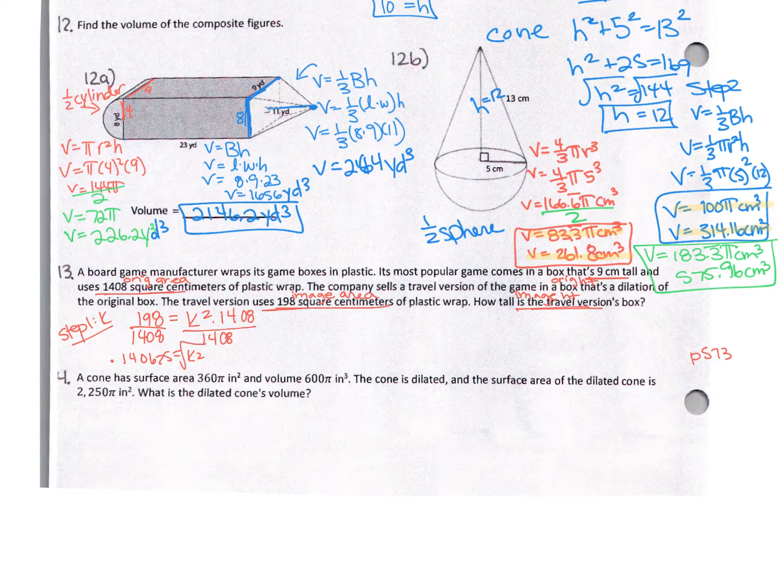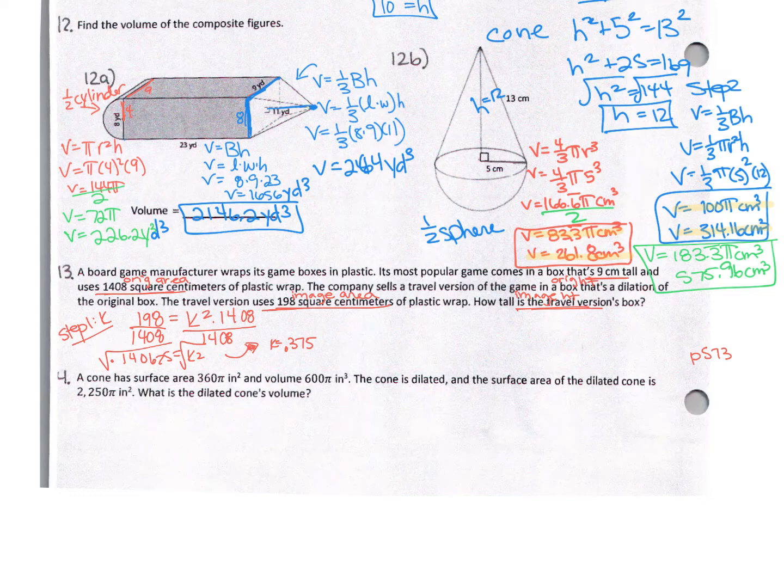And I'm not done because I need k. So I'm going to take the square root of both sides. And I get that k equals 0.375. So this is almost a third as big as the original. It's gotten smaller, and it's smaller by my scale factor of 0.375.